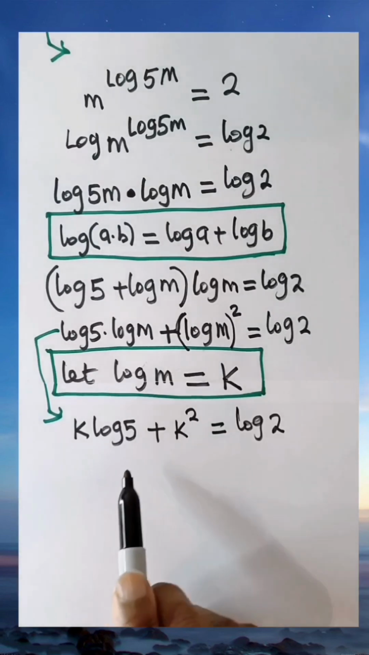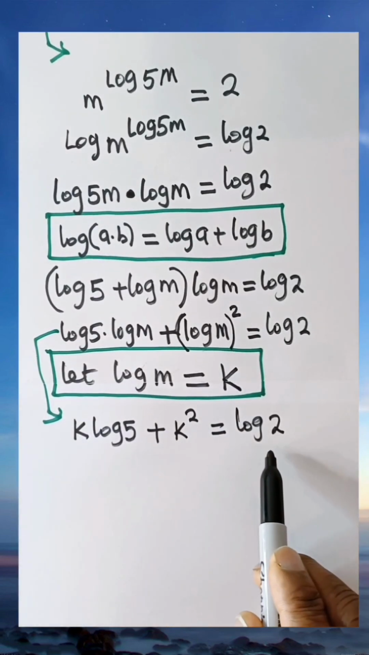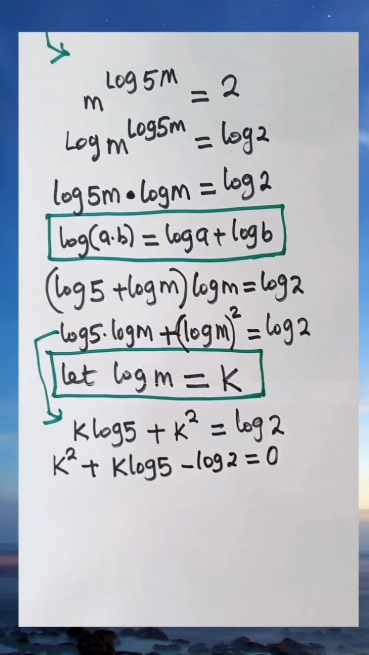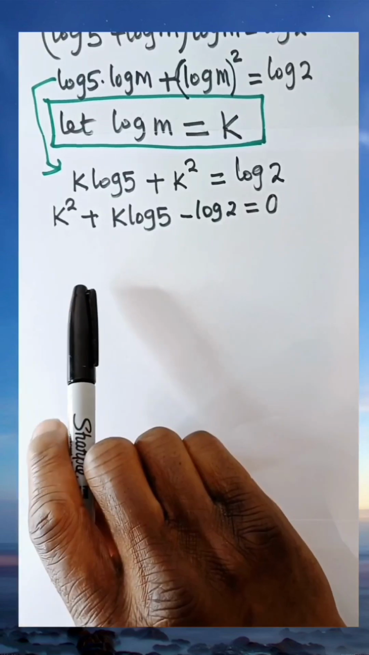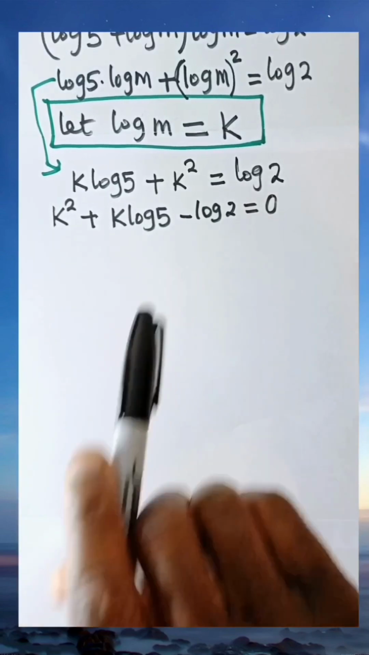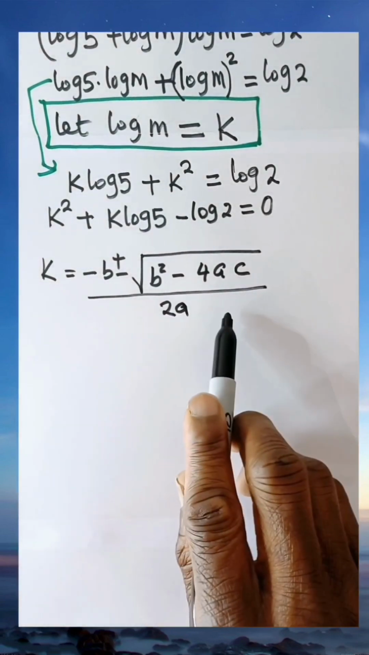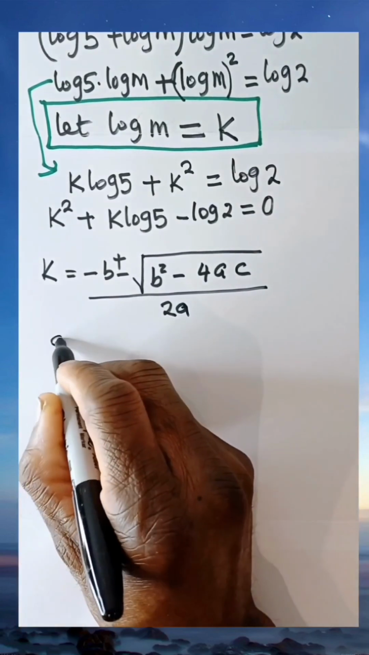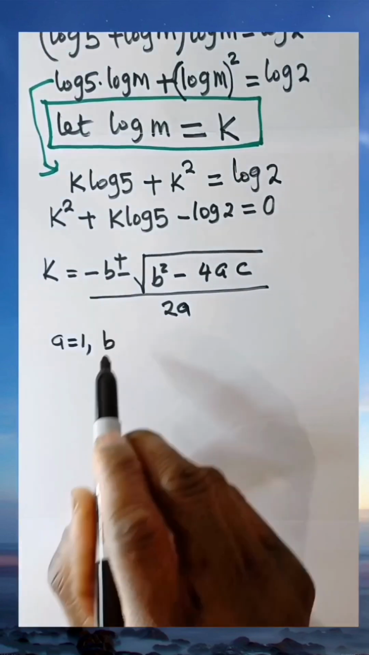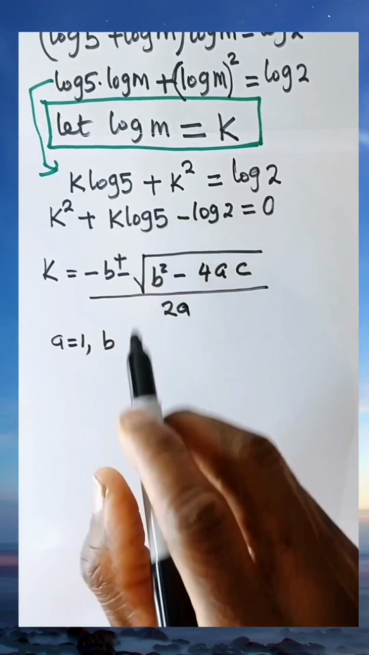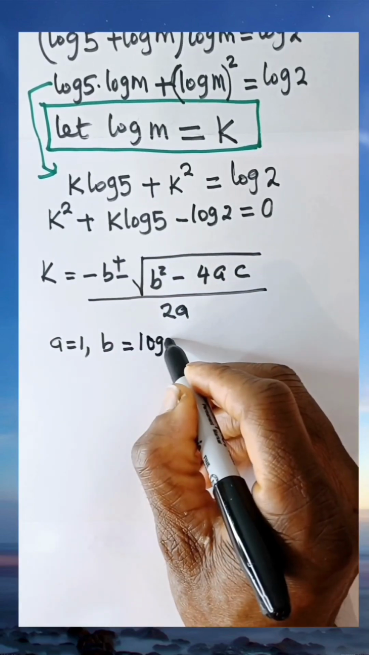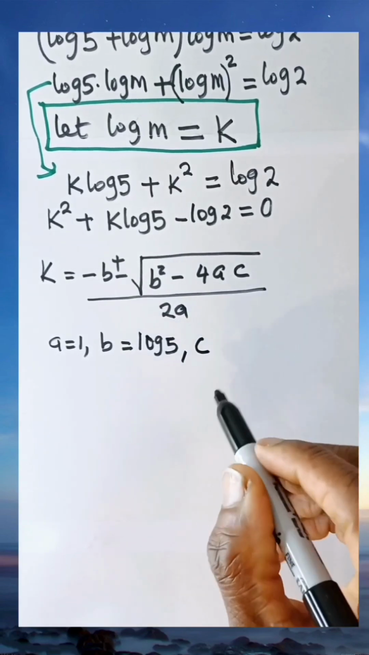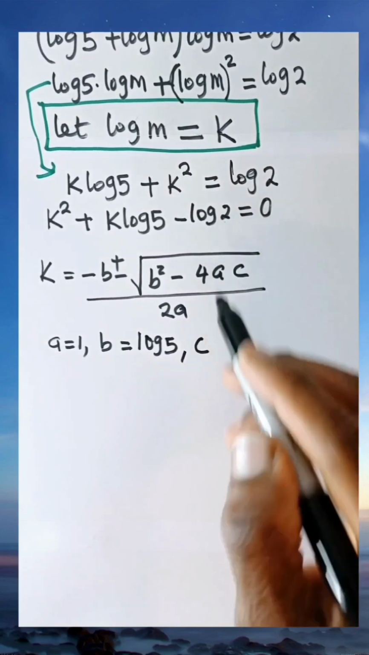Okay, you will notice that this is in the form of a quadratic equation. Let us equate everything to 0. We are going to use the quadratic formula to solve this equation. So this is the quadratic formula. A is the coefficient of the first term, so A is equal to 1. B is the coefficient of the second term, log 5. C is minus log 2.